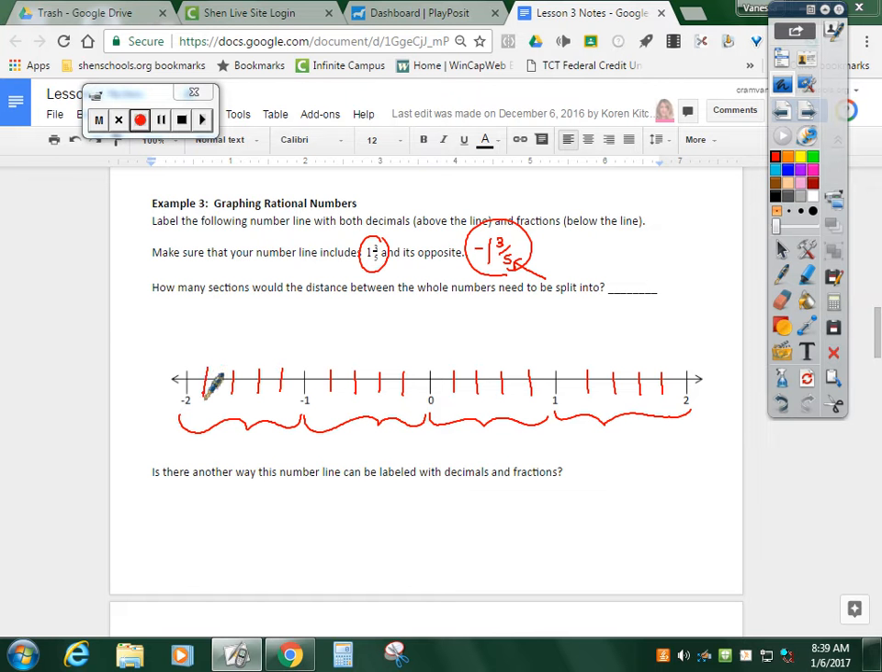Now I would like you and your partner to pause it to try to do this on your own. And then I am going to pause my video and do it. Then when you think you have all of the fractions labeled on the bottom and all of the decimals labeled on the top, you can hit play.